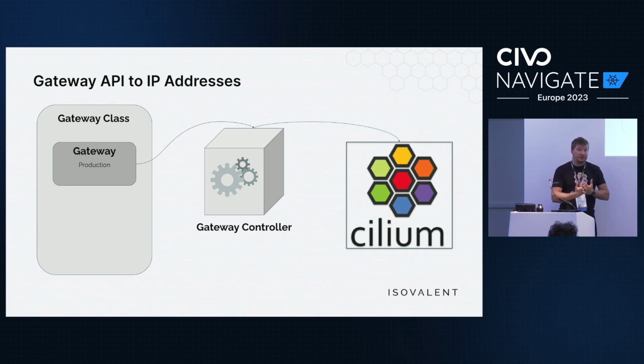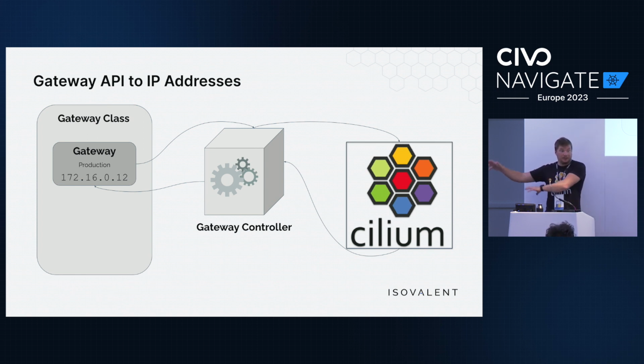So Cilium manages its own IPAM. You can give set ranges to Cilium. It will take care of choosing an IP address from that range which fits with the network. It will take care of the life cycle of that. It will give that IP address back to the Gateway controller, which will then program the object inside the Kubernetes cluster, at which point your gateway is configured with an IP address that makes sense in the infrastructure.